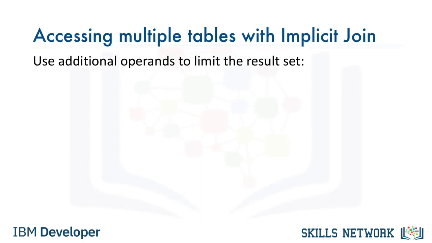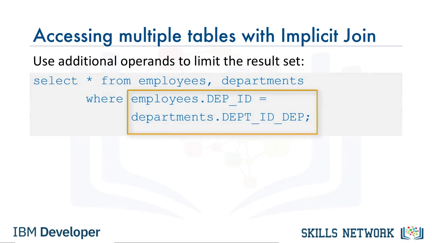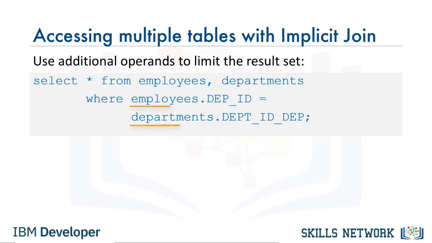We can use additional operands to limit the result set. Let's look at an example where we limit the result set to only rows with matching department IDs. Select star from employees, departments where employees.department ID equals departments.department ID. Notice that in the where clause, we prefix the name of the column with the name of the table. This is to fully qualify the column name, since it's possible that different tables could have some column names that are exactly the same.